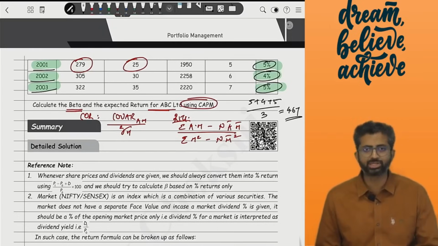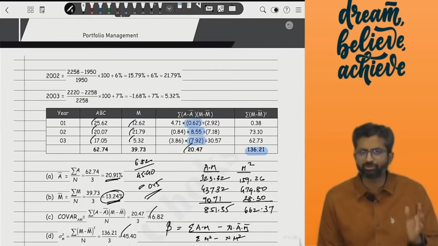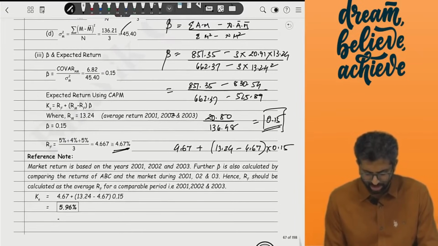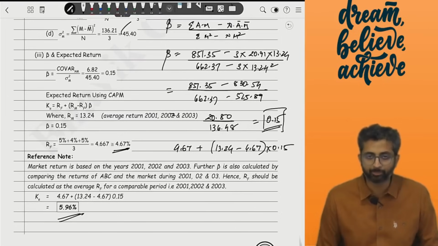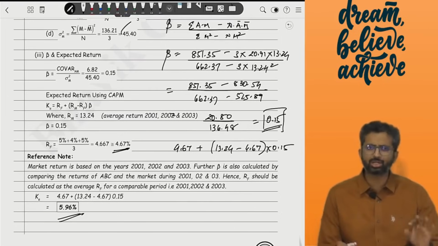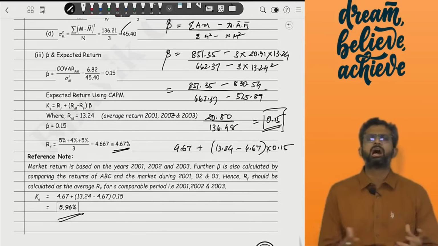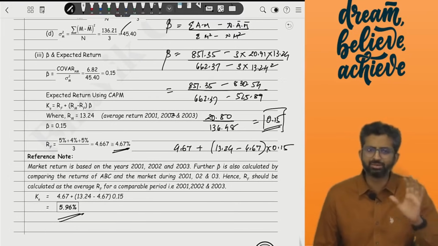So this is 4.67 plus RM, which is 13.24, minus RF of 4.67, into beta of 0.15, and that will give you 5.96%. That is your return using CAPM. Now this is a standard working. If you want, you should pause and try this all over again, because this is a question where you are applying all of these covariance, variance, standard deviation formulas, CAPM, everything.